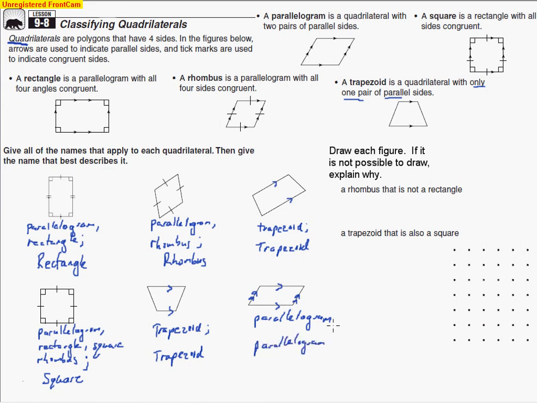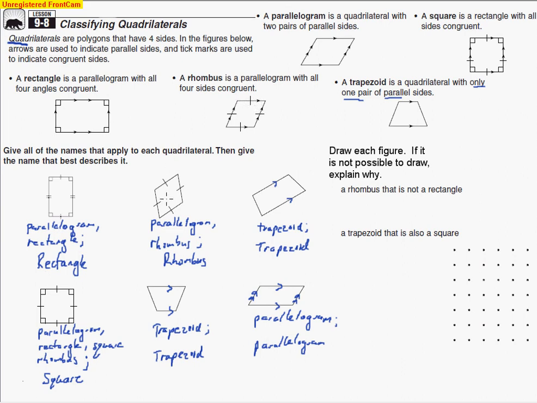So that is one set of directions you're going to have. Another set will say, draw each figure. If it is not possible to draw the figure, we have to explain why. So a rhombus that is not a rectangle. Well, look at what a rhombus looks like right here. A rhombus doesn't need to have the right angle symbols.